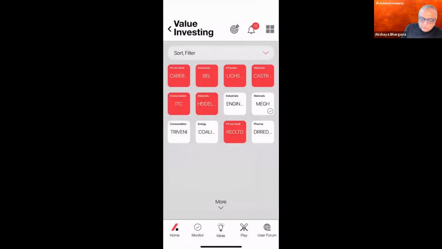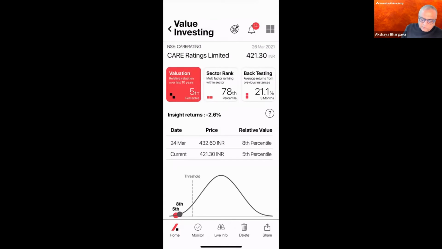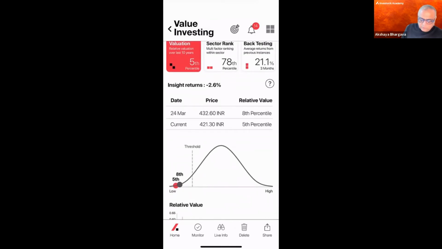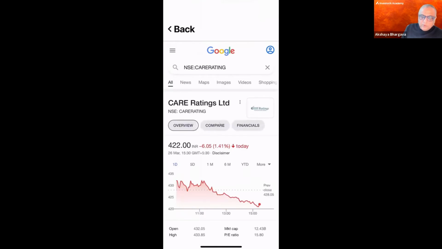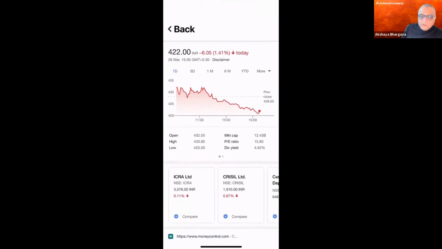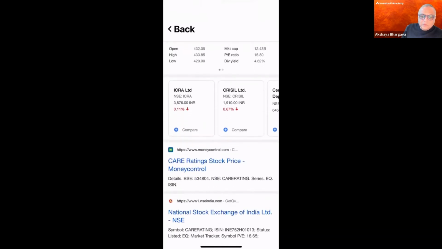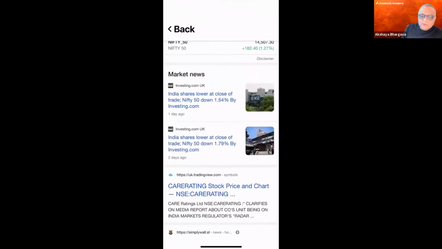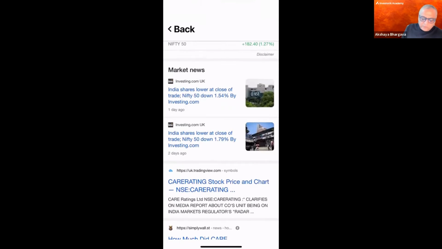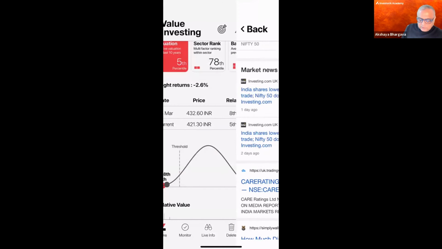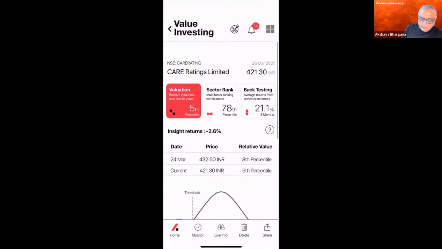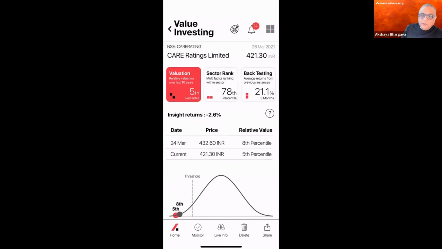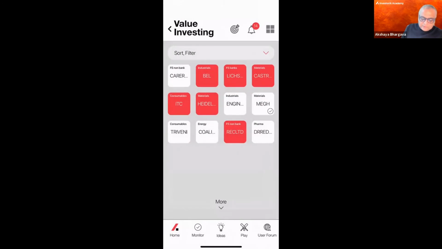So this is how I would use value investing. And then, of course, there is a lot more research. So if I go back here, there is a button called Live Info at the bottom. If you click on it, you are now in Google Finance. And now you can go in there and look at all news, Moneycontrol, any news on CARE ratings, NSE ratings, the financials of this company. You can do all kinds of research on this particular company as you want. And of course, the beauty is you're still in the app, so one click and you're back into InvestorAI. So I think this is really quite useful. So this is how I would use value investing.